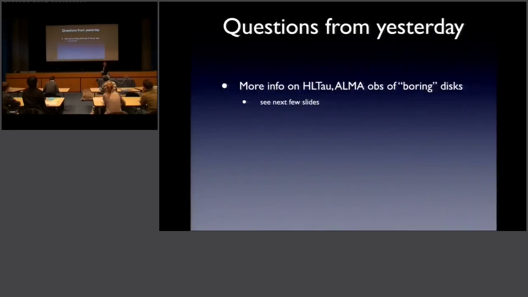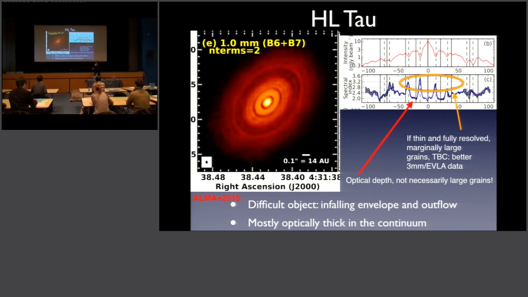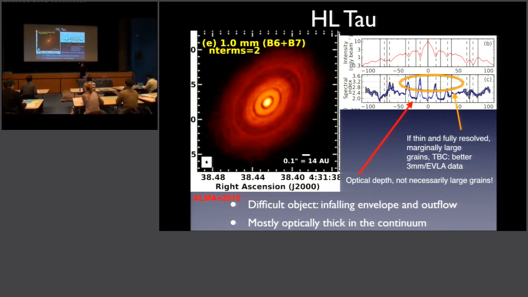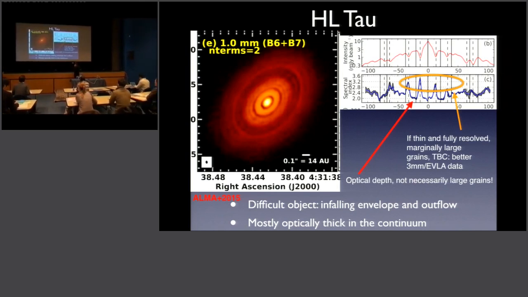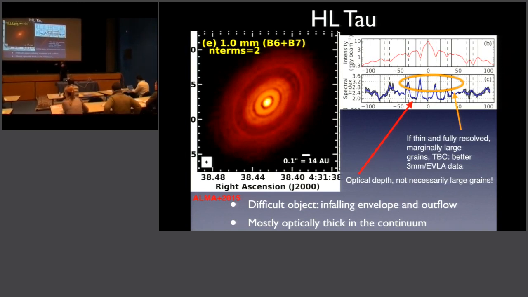I tried to collect a few things to show. So let's start from Herschel Tau. These are the things that I've already shown. There were a lot of questions whether the azimuthal variations are to be believed. I mean, not the radial peaks, okay, but the features on top of the peaks, okay?